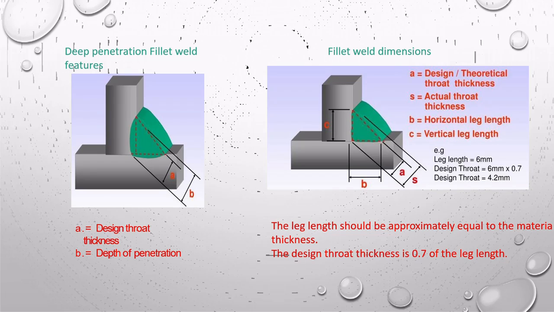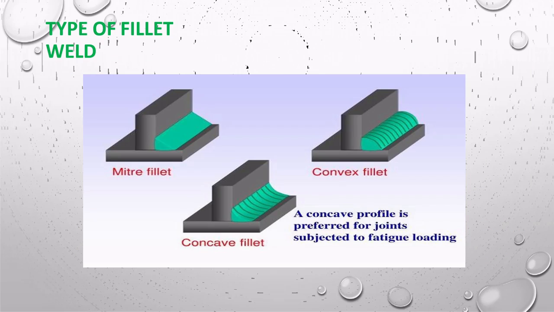Okay, next page is type of fillet weld. Fillet weld divides by 3. First, mitre fillet. Second, convex fillet. And last, concave fillet. A concave profile is preferred for joints subjected to fatigue loading. Okay, next is groove weld.